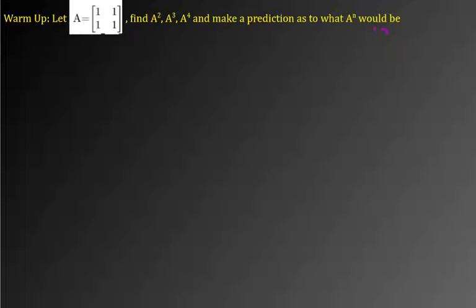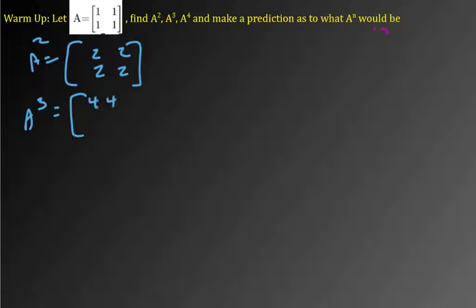I want to talk today about a very important proof technique called mathematical induction. I want to motivate this with another matrix multiplication problem. If you do A squared, A cubed, A to the fourth, and so on with this A, you're going to get: A squared is basically all twos, A cubed is all fours, and A to the fourth is all eights.